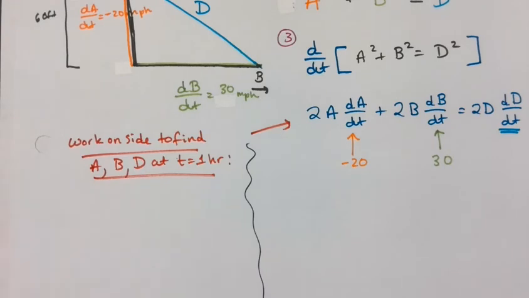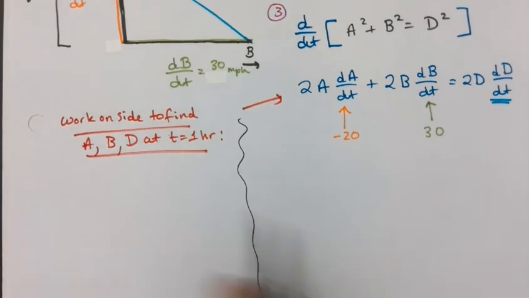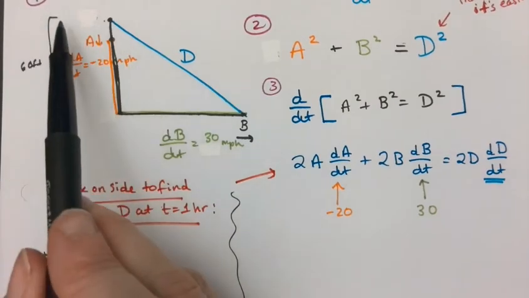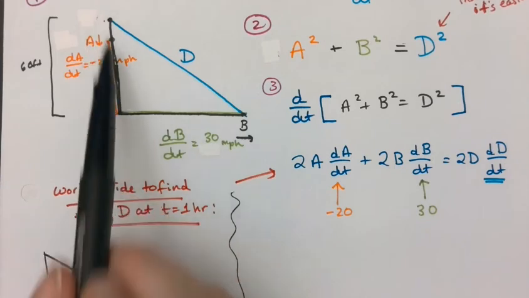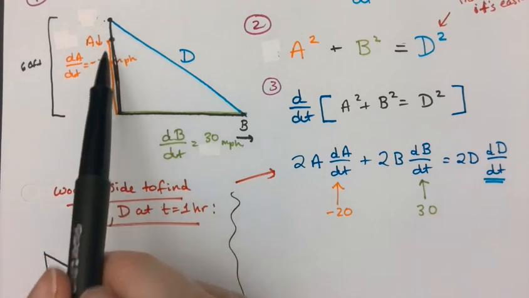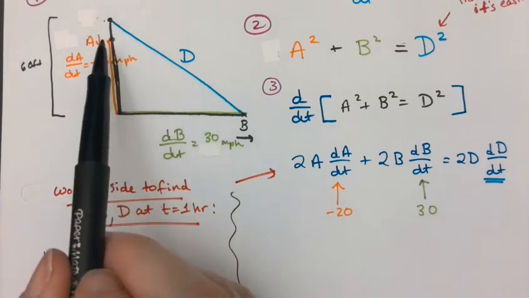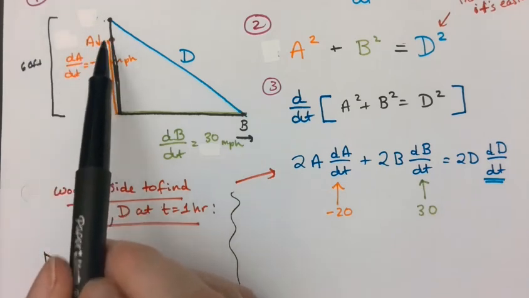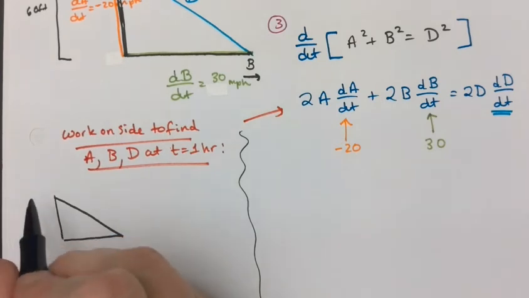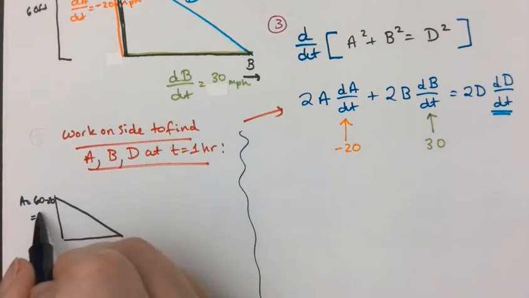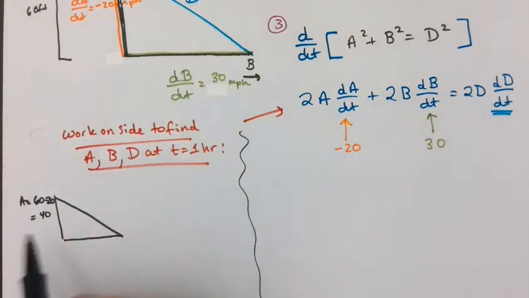All right, so let me go work on this. Well, it's a triangle, right? Let's think about this. I started off 60 apart, so B was here, A was here, and they were 60 apart. And I moved for 1 hour. Since I moved for 1 hour at negative 20, where am I going to end up? 60 take away 20 in that first hour means I'm going to be at 40. So A will be 60 take away 20, which is 40.